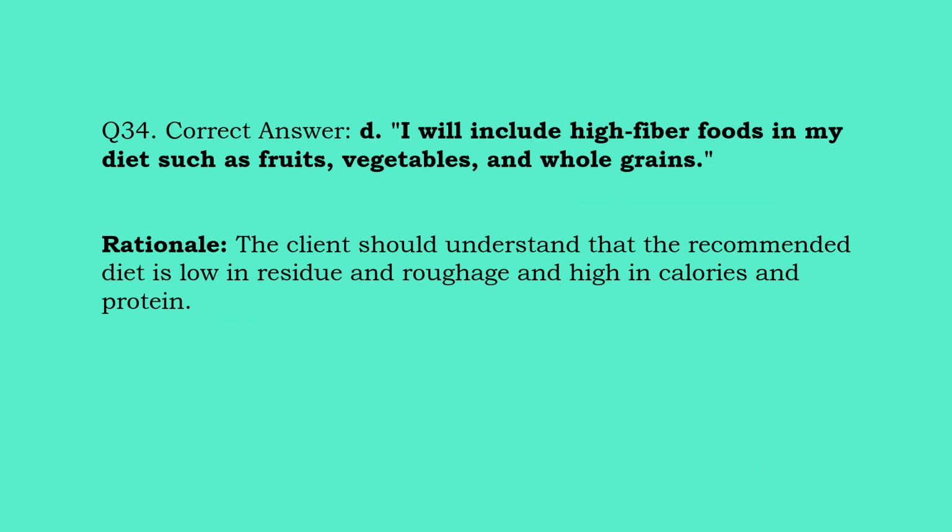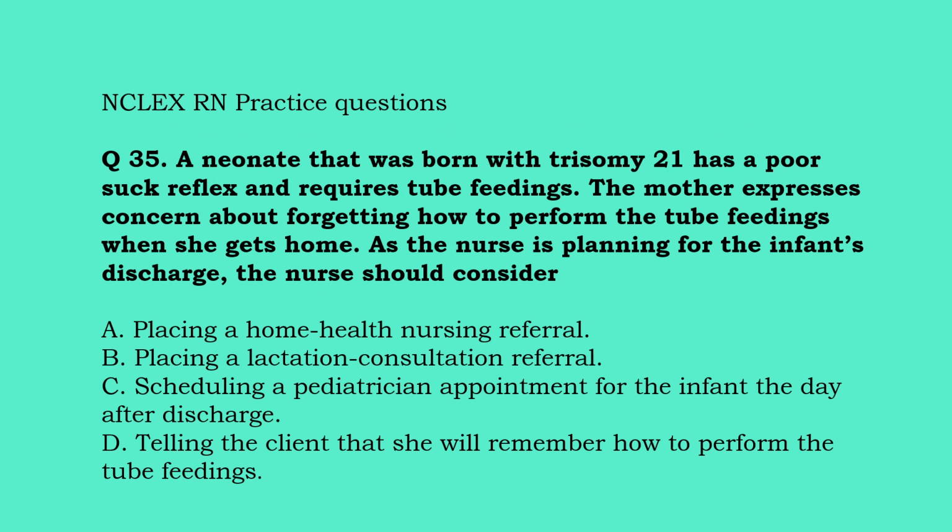Correct answer, D. I will include high-fiber foods in my diet such as fruits, vegetables, and whole grains. Rationale. The client should understand that the recommended diet is low in residue and roughage and high in calories and protein. NCLEX-RN Daily Practice Questions. Question 35. A neonate that was born with trisomy 21 has a poor suck reflex and requires tube feedings.